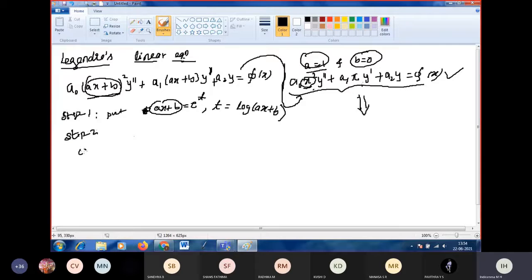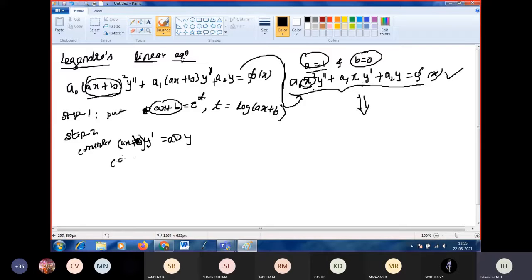Okay, next. What is step 2? Consider, in the Cauchy's, x into y dash is equal to Dy. But instead of x, what should we take here? Ax plus b. So Ax plus b into y dash is equal to, instead of just Dy, what's the coefficient of x? A. A into Dy you should consider.